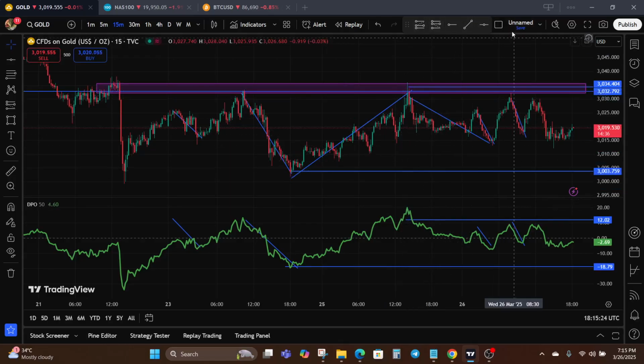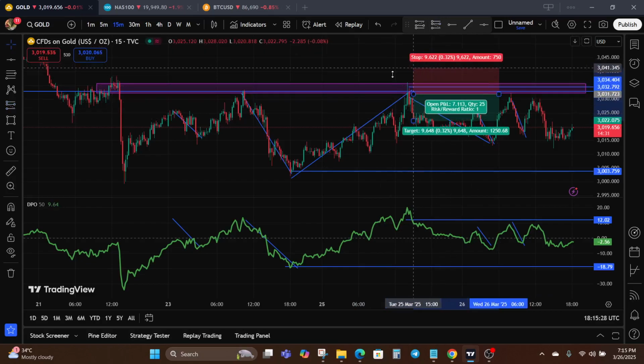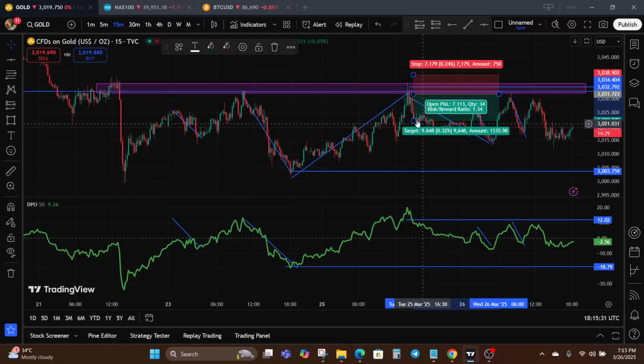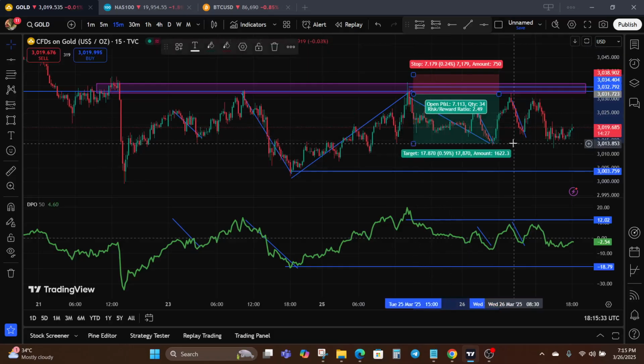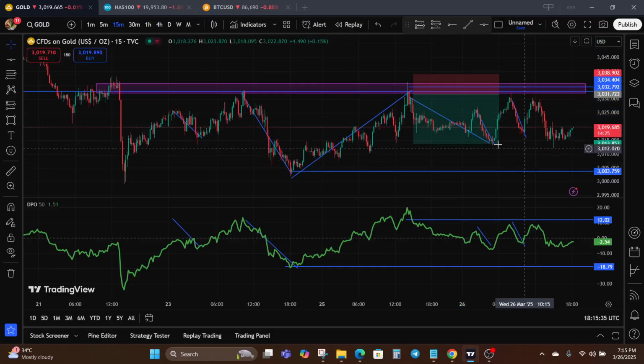So if you had entered a sell around here, it would have actually been a good one, right? Set your stop loss above the previous swing high, and then your take profit can actually be at key support zones, the next key support zone.